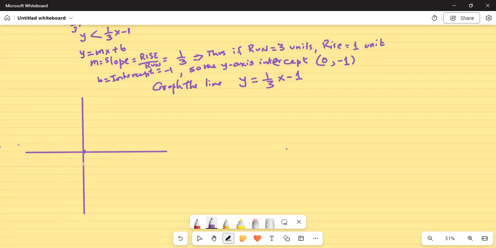So if this is 0, 0, this is minus 1, minus 2, minus 3, minus 4, and so forth, minus 5, minus 6, minus 7. Okay, similarly on the vertical axis, you have 1, 2, 3, 4, 5, 6, and so forth. Okay, on the horizontal axis, you can have 1, 2, 3, 4, 5, 6, and 7. So we will start with the y-axis intercept, which is 0, minus 1.